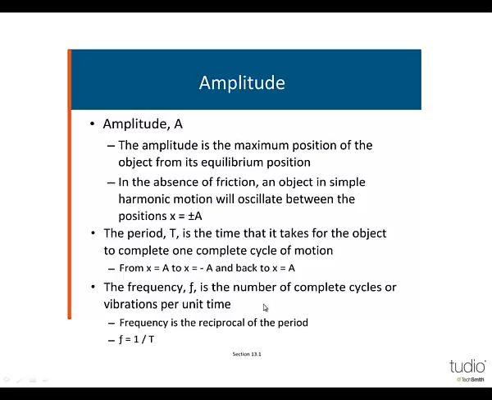The frequency is going to be the number of cycles per unit of time. Normally the number of cycles per second. So it's going to be our SI unit. So the frequency is how many times it happens in a second.